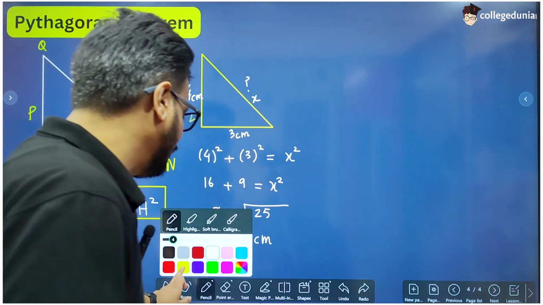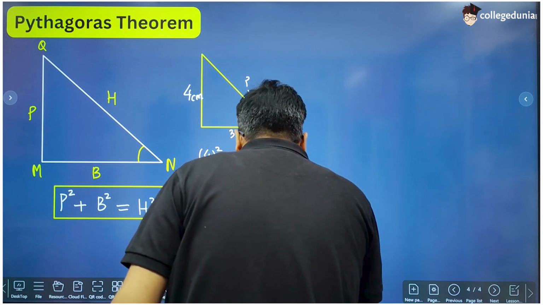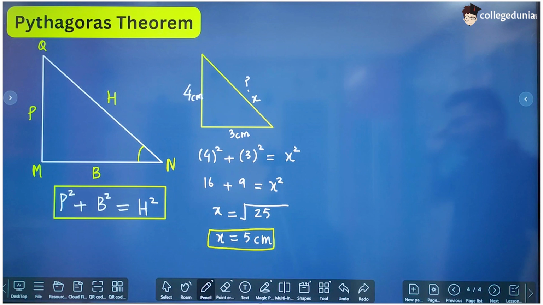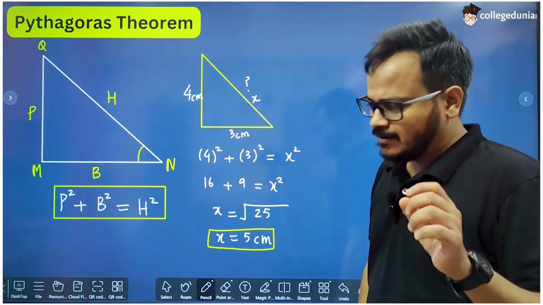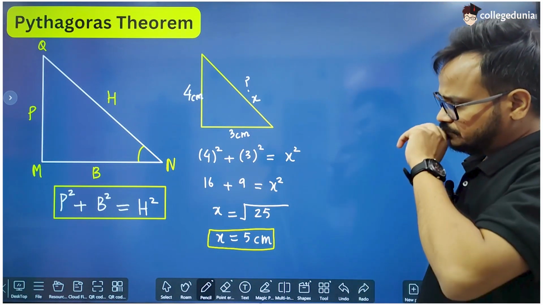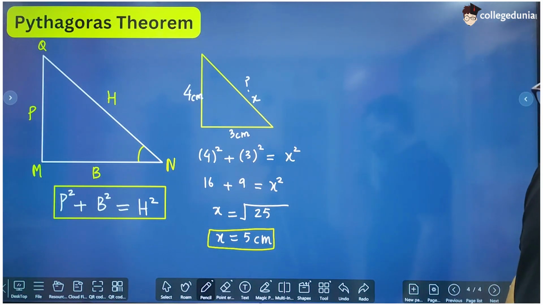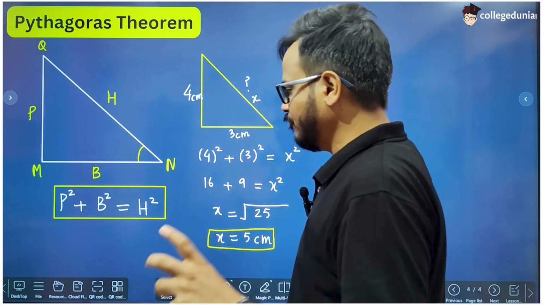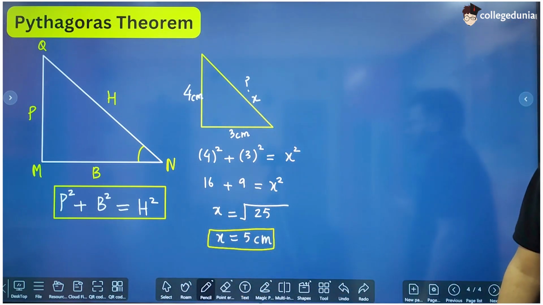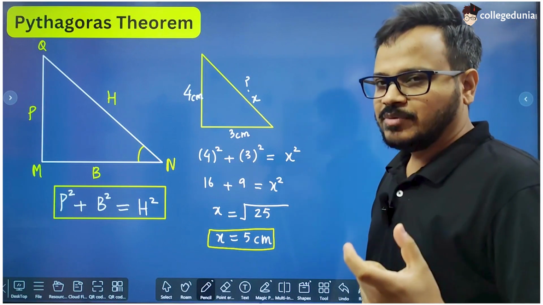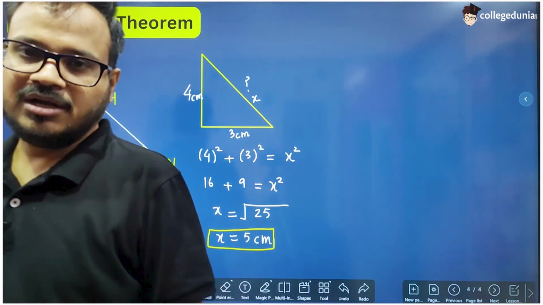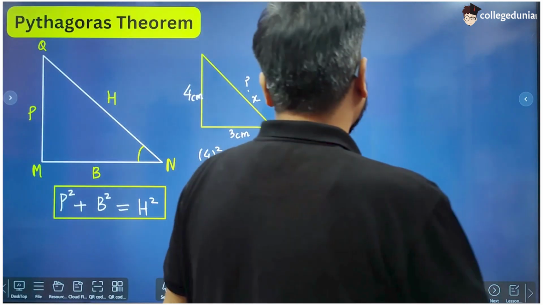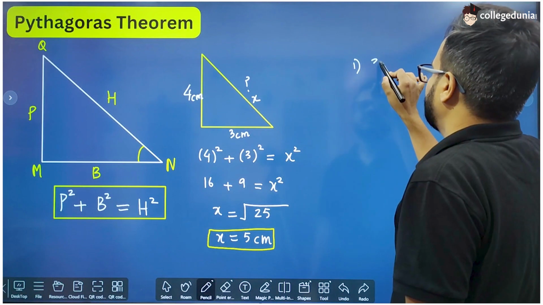So this theorem is very useful when two sides of a right angle triangle are given and we have to find the third side. So we can say that these three numbers, 3, 4 and 5, satisfy the Pythagoras theorem, right? And such a group of three numbers which satisfy the Pythagoras theorem is called a Pythagorean triplet, right? So 3, 4, 5 represents a Pythagorean triplet. There are other examples of Pythagorean triplets. So first one is 3, 4, 5.